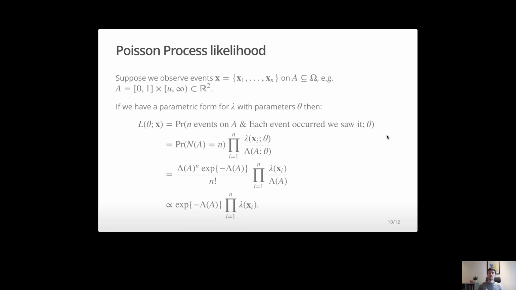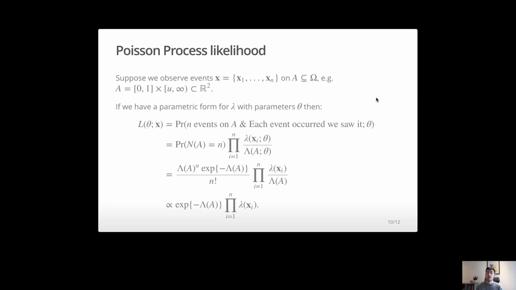So let's look at this again and say, okay, if we've got an observed point pattern, which we're going to represent by a vector x of planar locations, and each of those planar locations is going to be on some set A. In the lecture notes, what we're going to look at is a very specific form for A, which is regions that look like [0,1] by [u, infinity). But this holds more generally.